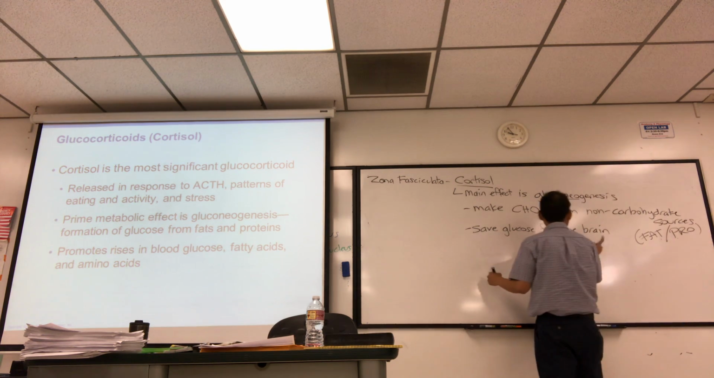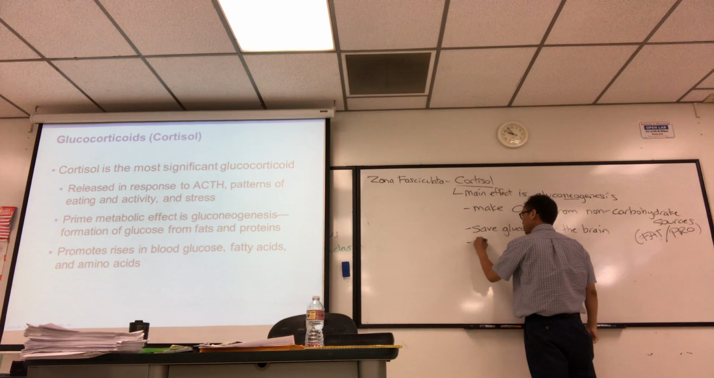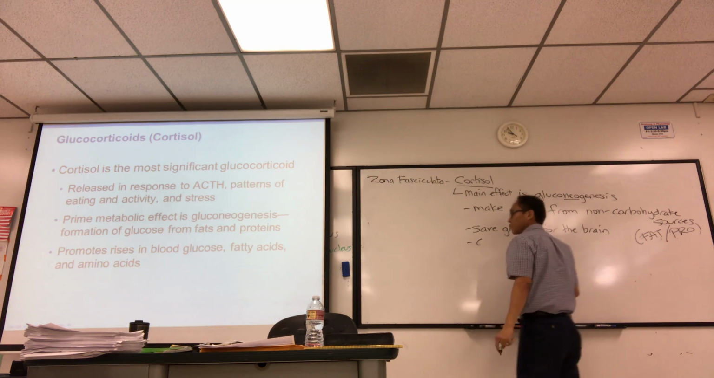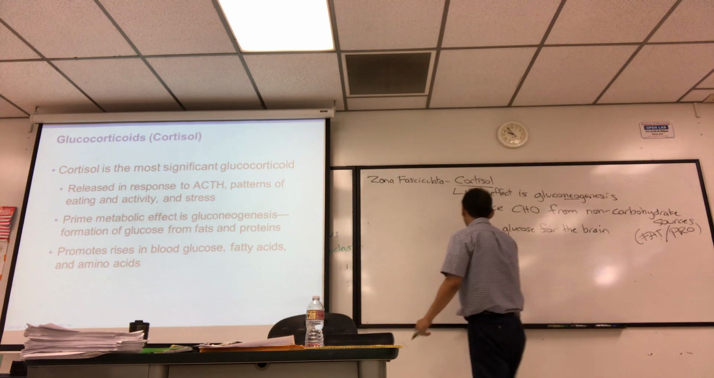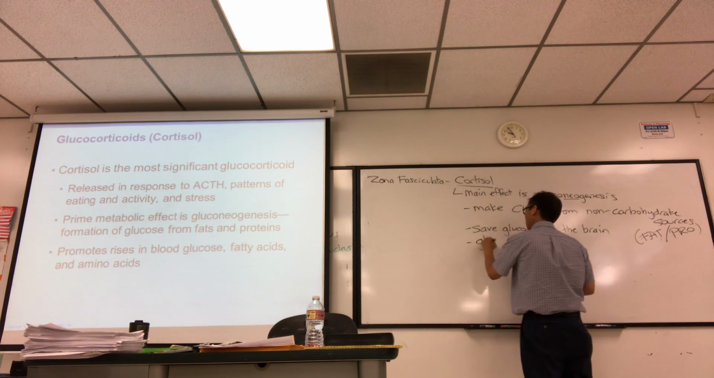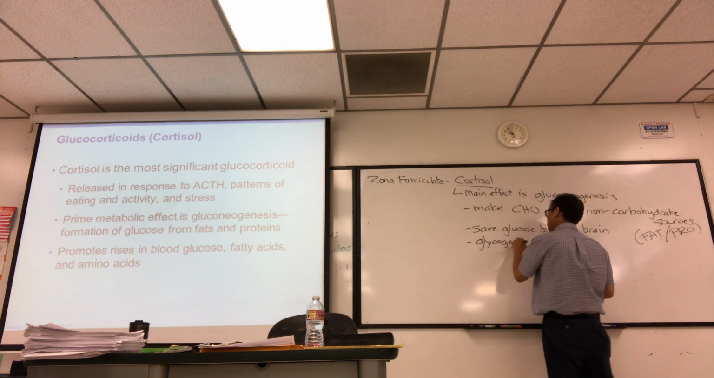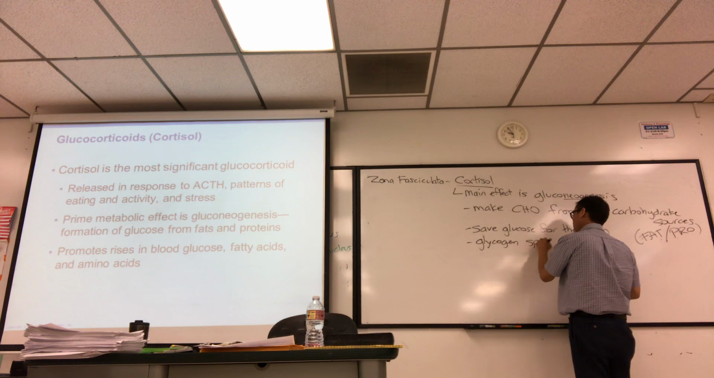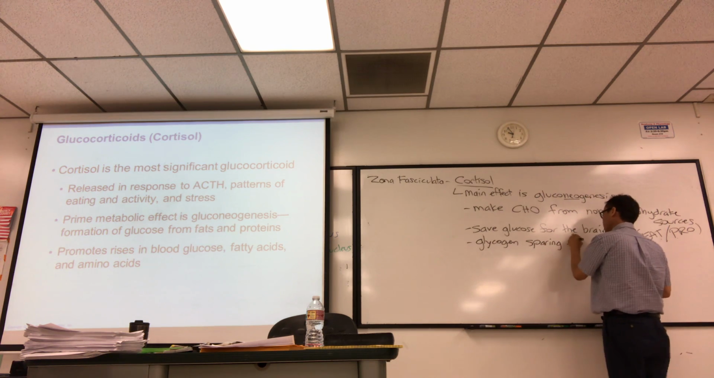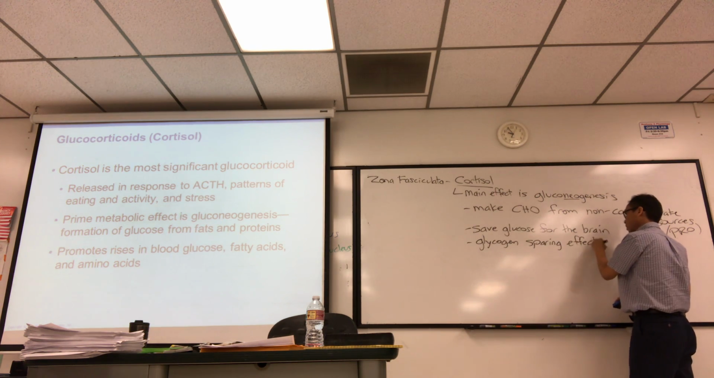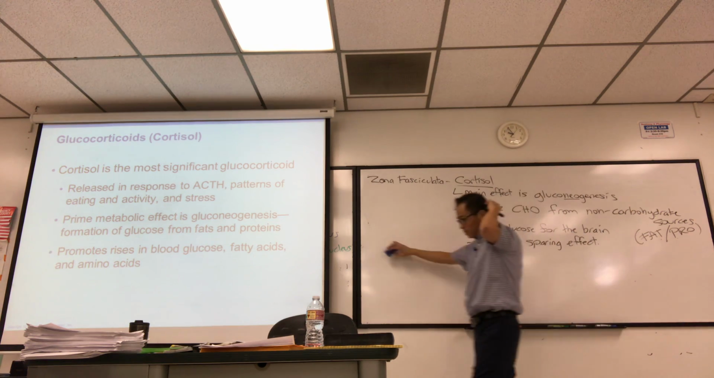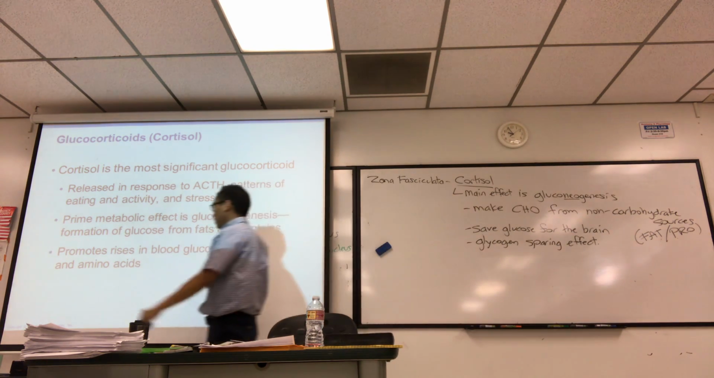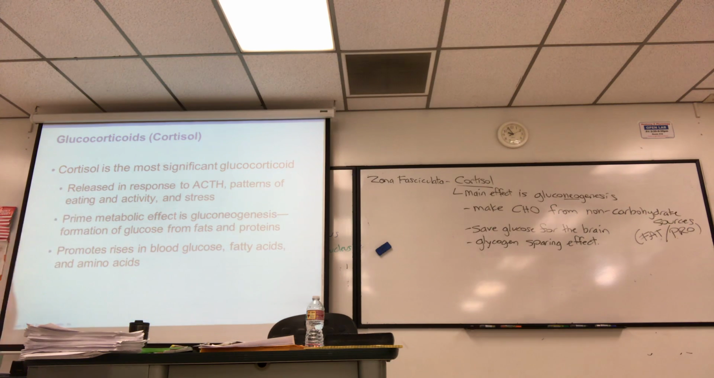So by saving glucose for the brain, by doing gluconeogenesis, you spare glycogen. Glycogen sparing effect. Don't spend your glycogen unless you have to, basically. That's cortisol.